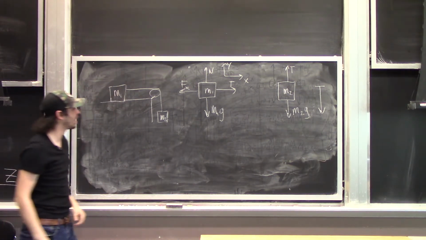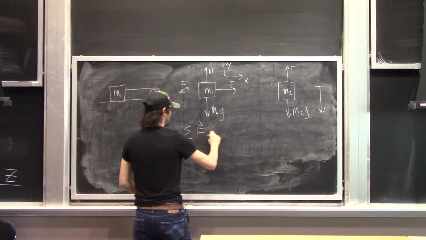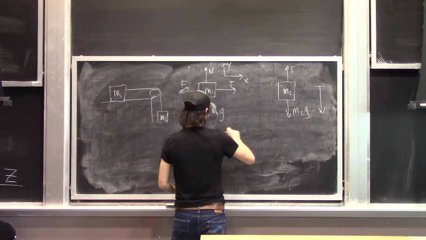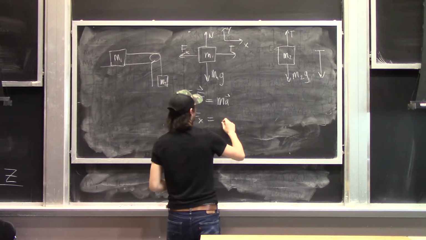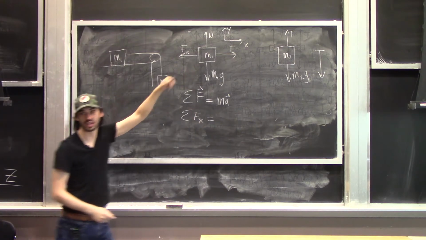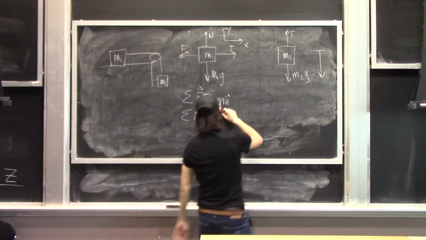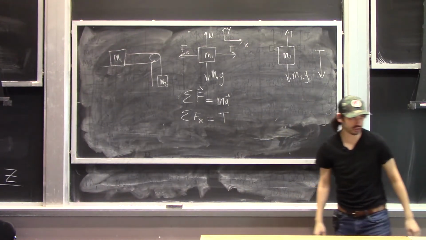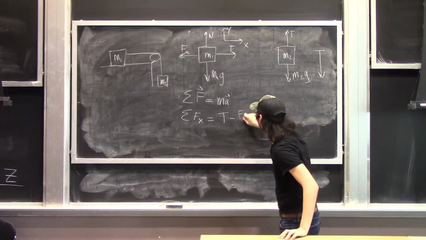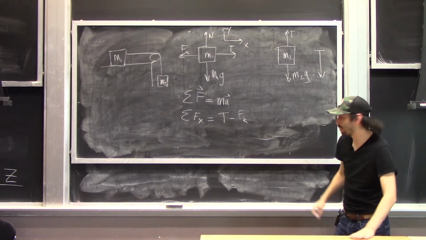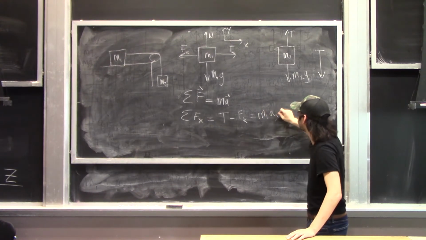Okay, so now that we have all this, we can write our sum of forces for each one. I'm going to start with block M1. So this one says that the sum of the vector forces is equal to mass times vector acceleration. The sum of the forces in the x direction is going to be equal to what? What are some forces that act in the x direction here? Tension, so positive or negative? Positive. Friction is there too. Is that one going to be positive or negative? Negative. Minus Fk. Is that it? Yep, that's it. So this is going to be equal to the mass M1 times the acceleration.